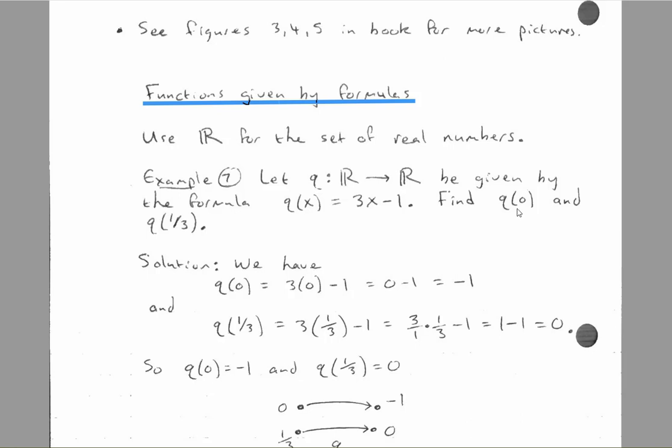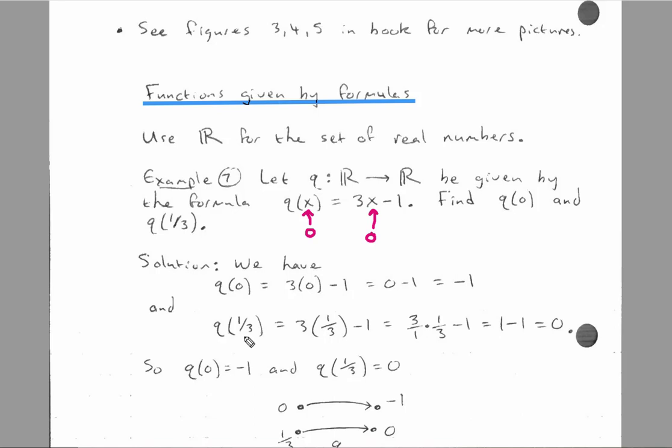Alright, so first, where does Q send 0? Okay, so we're just substituting, so just replace x by 0 on both sides. So 3 times x, that's 3 times 0, minus 1 is negative 1. So Q sends 0 to negative 1. Okay, so if 0 goes in, then negative 1 comes out.